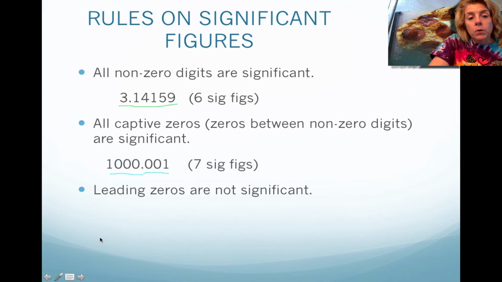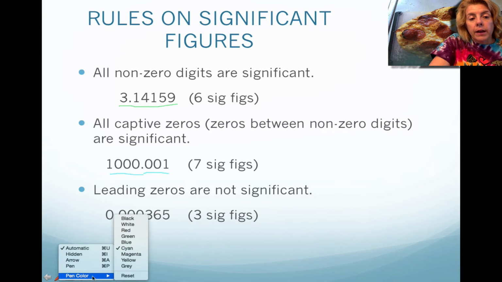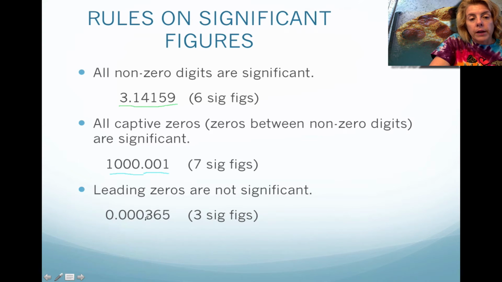Okay, a third rule is leading zeros. What does leading zeros mean? Well, and this is the challenge for a lot of students, these leading zeros here are considered just placeholders. So as a result of it, only the last 3 non-zero numbers are considered significant. So if you have a decimal place and you have 0 numbers ahead of non-zero numbers, they are just placeholders.